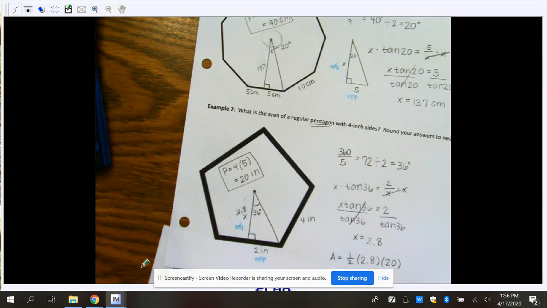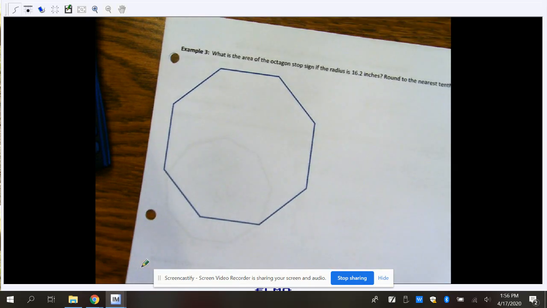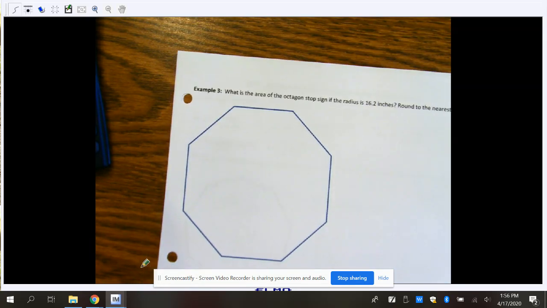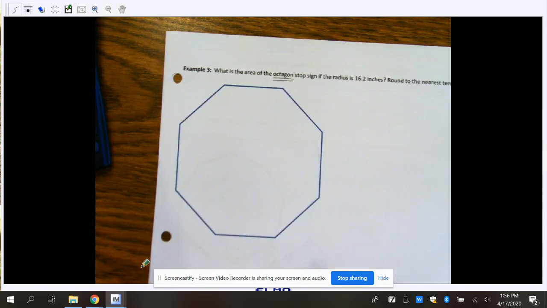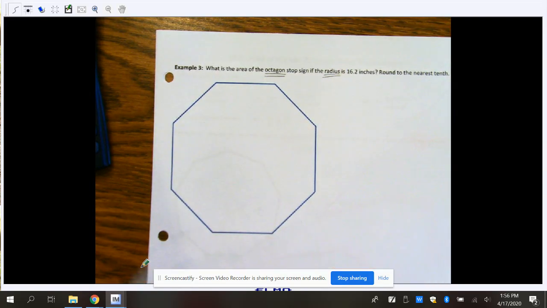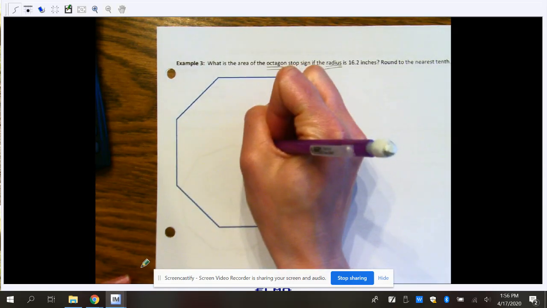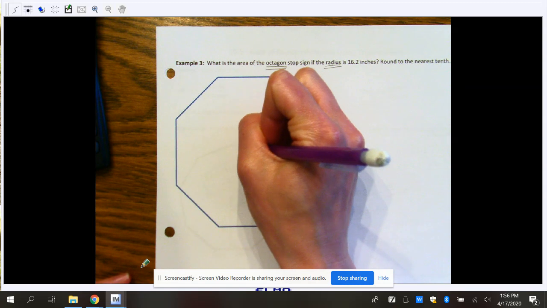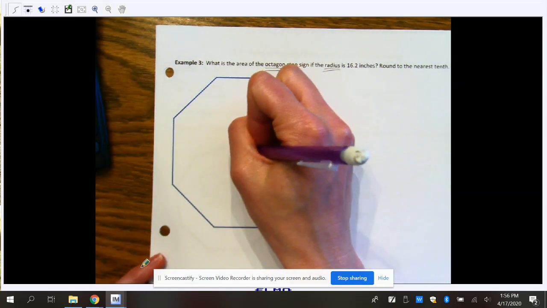All right, let's look at one more example. So this one says, what is the area of the octagon stop sign if the radius is 16.2 inches? Okay, so here's kind of one of those special cases that I was just talking about. Now we're given that the radius is 16.2 inches.